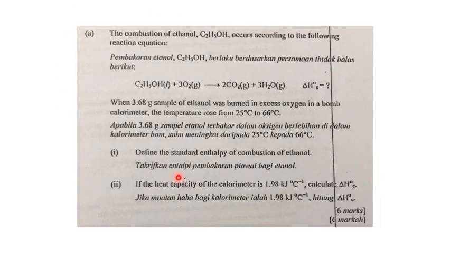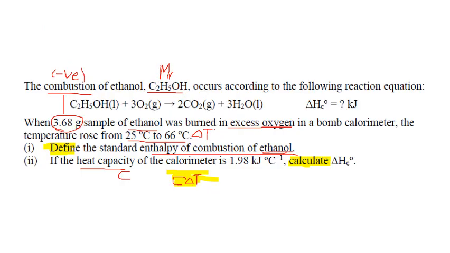The unit. From PSPM set 2016-2017. Okay, this is the original question. Analyze the question. The combustion of ethanol. So combustion, you know the enthalpy change is a negative value. Ethanol is C2H5OH, occurring according to the following reaction equation. So the equation is given.